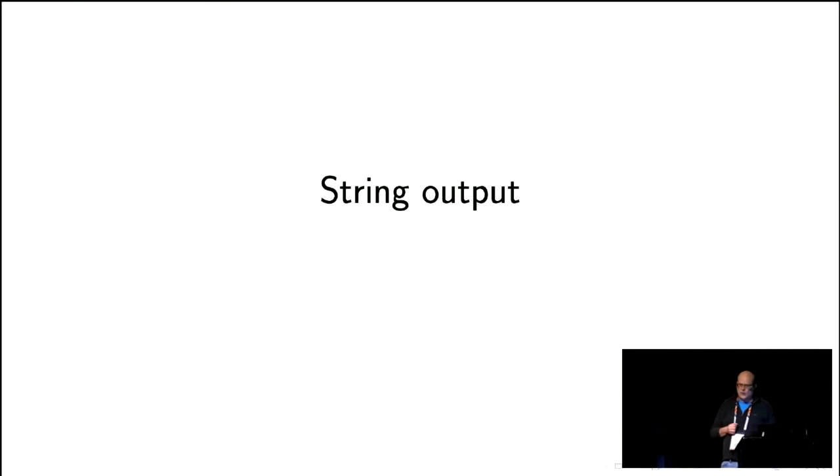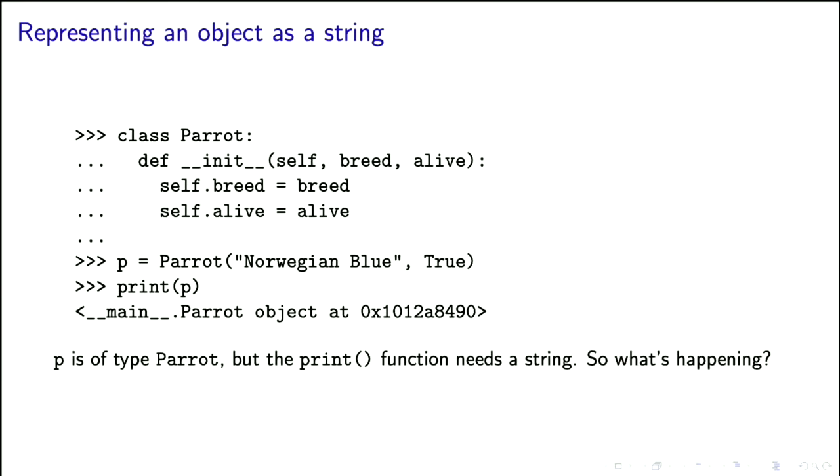So first off, let's talk about strings. This is kind of a nice example to get started. For some of you, this one will be pretty familiar, and for some of you, it might not. Either way, let's talk about it. So here I have a class, Parrot, that I want to implement, and I'm going to construct an object, p, of type Parrot. Now I'm going to take that object and pass it as an argument to print. And what happens? It's going to print out something like this. It might be slightly different if you do this on your machine.